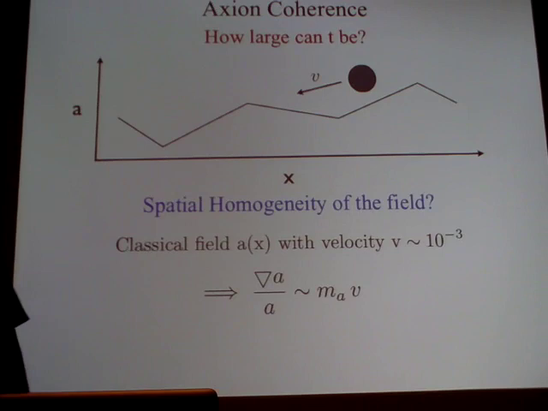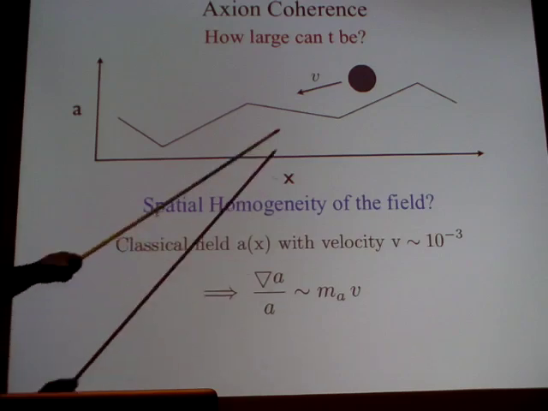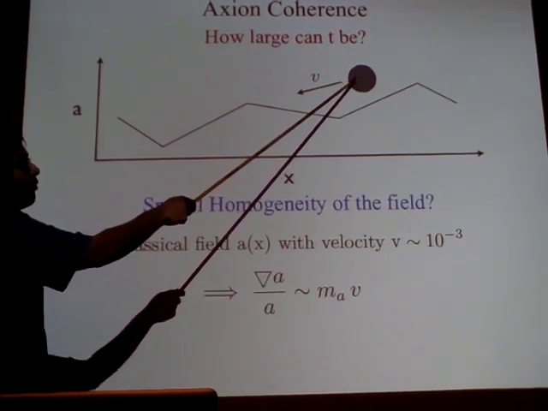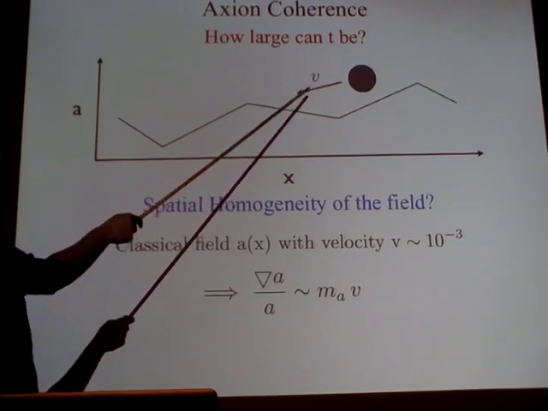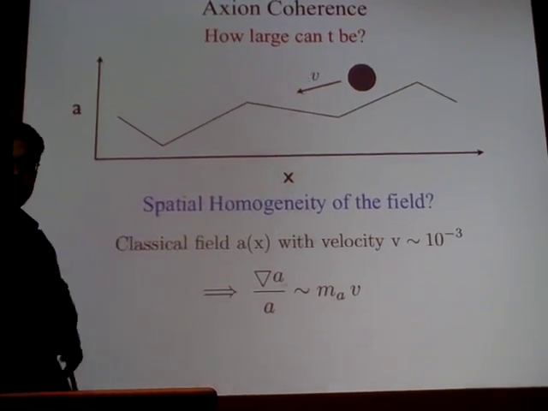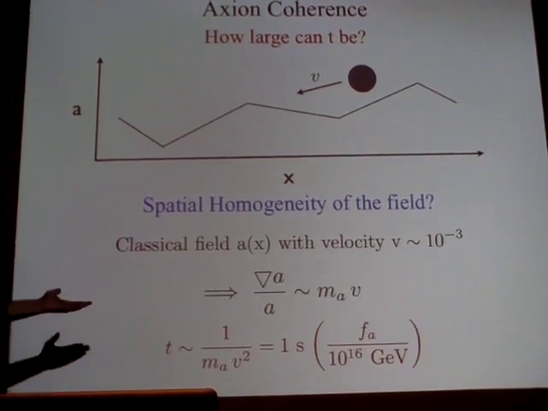We don't care just about the spatial homogeneity. What we really care about is the time, because that's the amount of time I have to do this. So how much time does the Earth take to go from one value of the field to another? Well, the relative velocity of the Earth with respect to the dark matter is also v. So the amount of time I have is then 1 over mv squared.